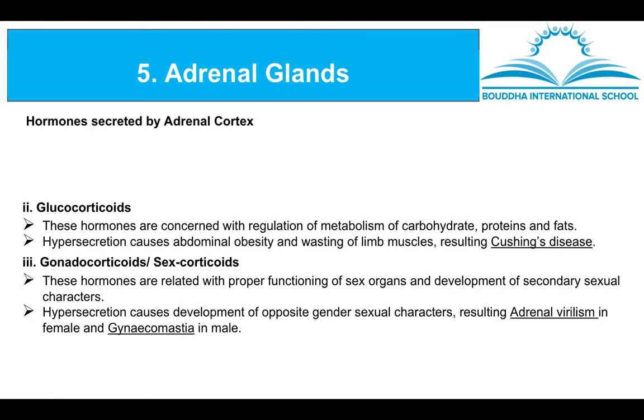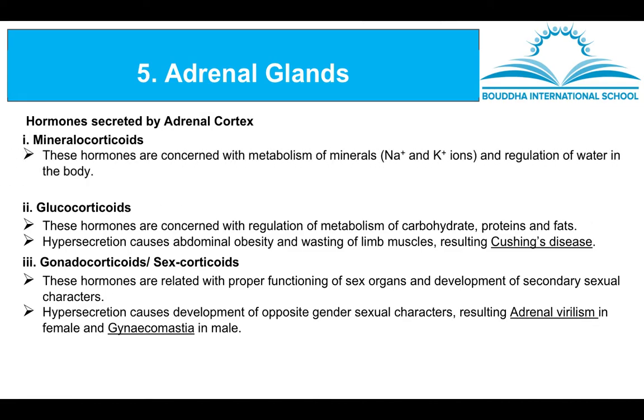So let's talk about the hormones produced by the adrenal cortex. One by one, the first hormone we discuss is mineralocorticoids. Since it is related to minerals, it is concerned with the metabolism of minerals, especially sodium and potassium ions, and it also helps to control the amount of water in the body. If it is produced in excess, hypersecretion, it can cause a nerve disorder, and that kind of disease is called Conn's disease.